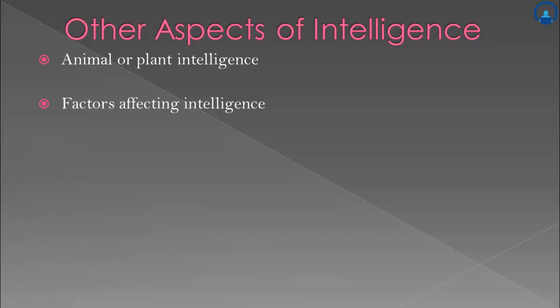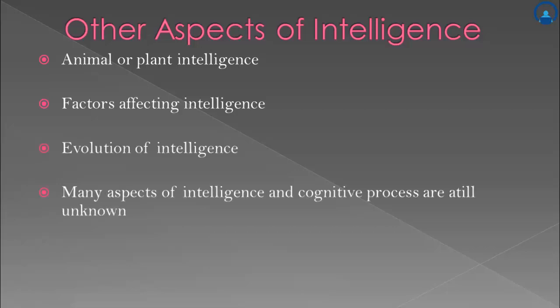It can be the environment, it can be biological reasons, evolution of intelligence. So there are different factors from where evolution has taken place that may affect intelligence. Many aspects of intelligence and cognitive processes are still unknown. These unknown factors may be what intuition is, what self-awareness is, how knowledge is represented in the nervous system, and exactly what happens when learning occurs.